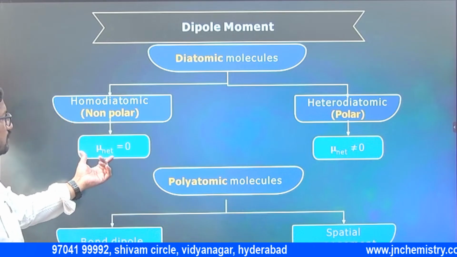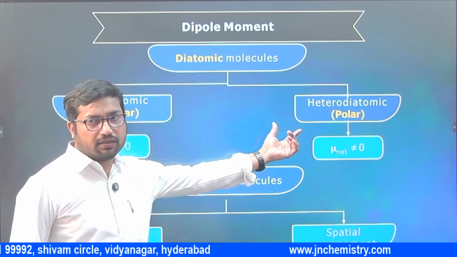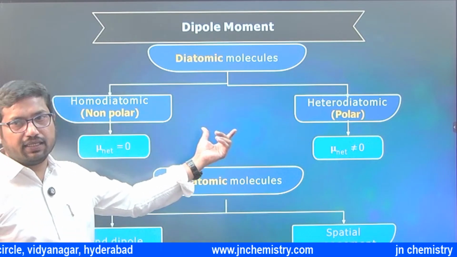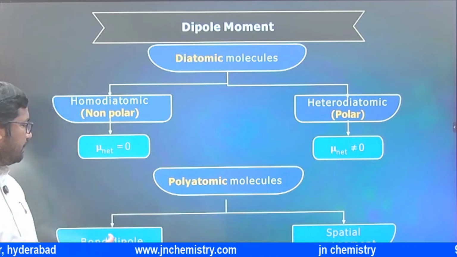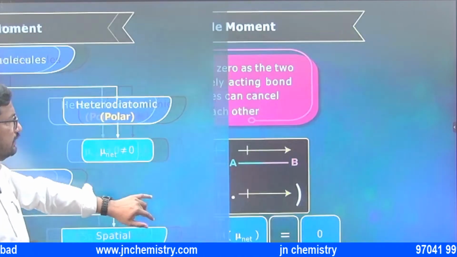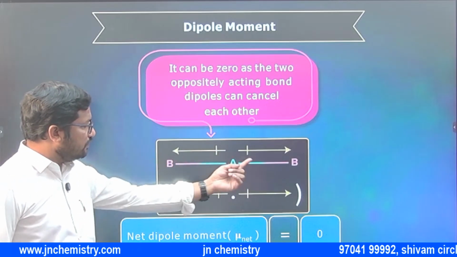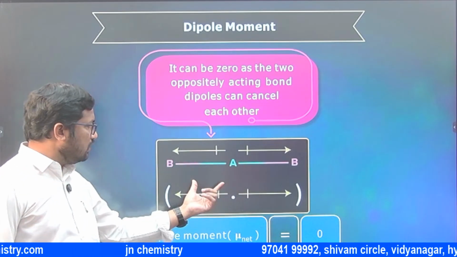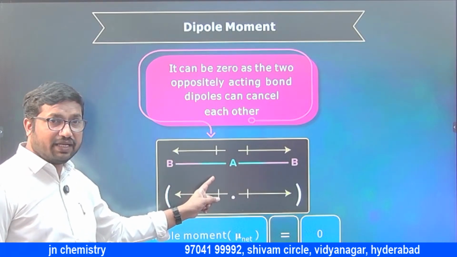Homodiatomic molecules, net dipole moment is 0. Heteroatomic, homo means same, hetero means different, like HCl, polar. Polyatomic molecules, bond dipole and spatial arrangement, right. In this case, I told you, net dipole moment, what happens? 0. There is an electronegativity difference, but what happens?